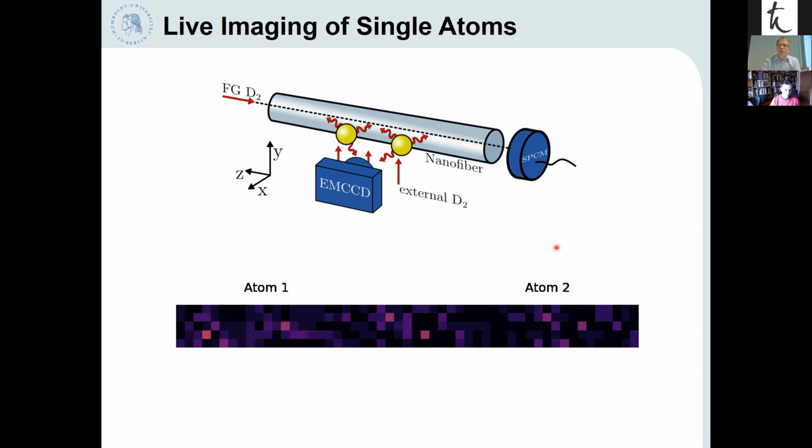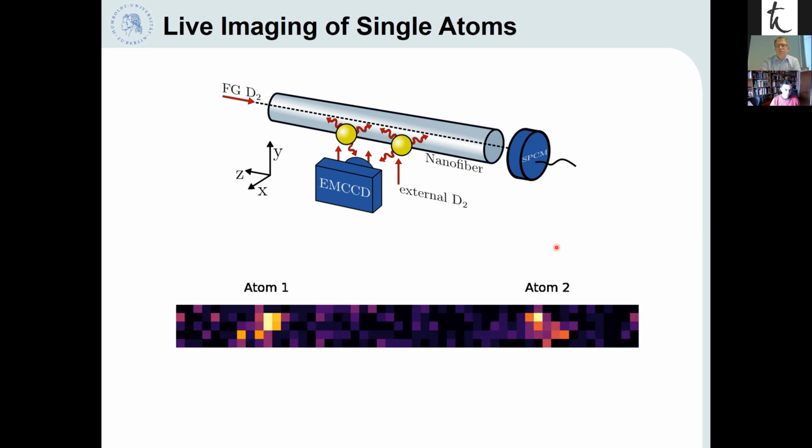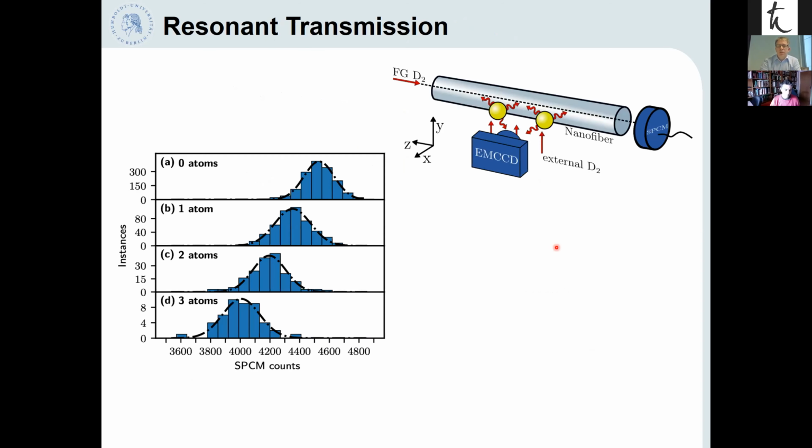One thing we then looked at, to take advantage of this capability, is the transmitted power of the light guided through the nanofiber and resonant with the atoms as a function of the number of atoms trapped on the nanofiber. Here I show histograms of the SPCM counts, so of the single photon counting module counts, which count the number of photons that are transmitted through the fiber as a function of the number of atoms. And you see that the mean number of photons transmitted decreases as expected with the number of atoms.